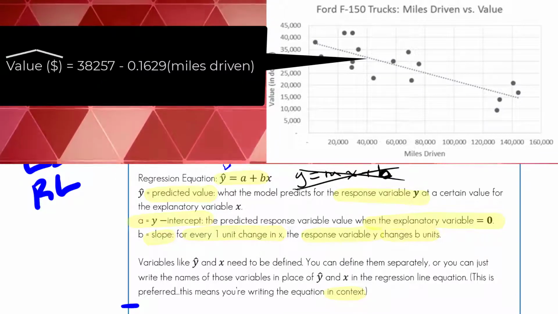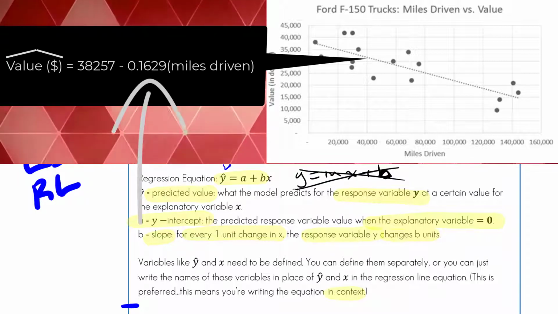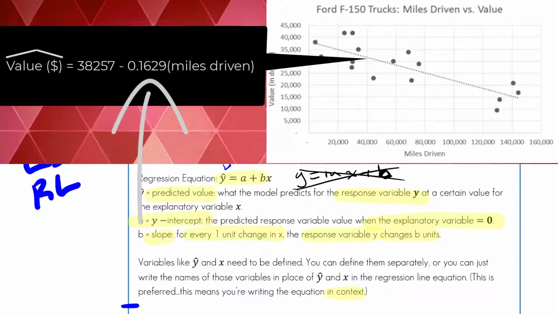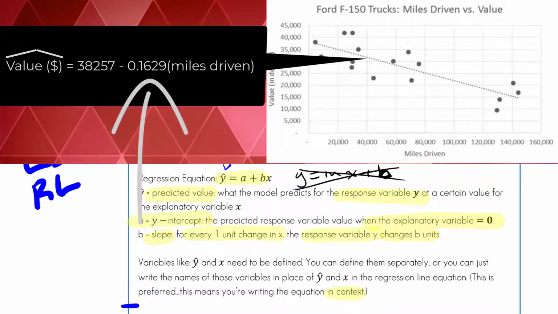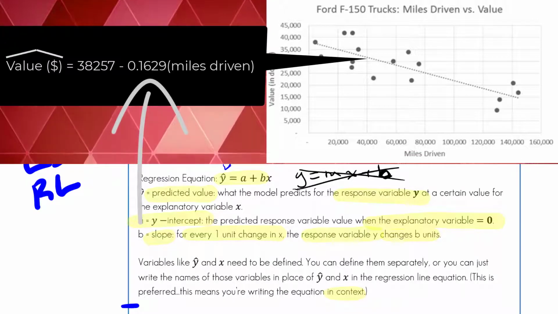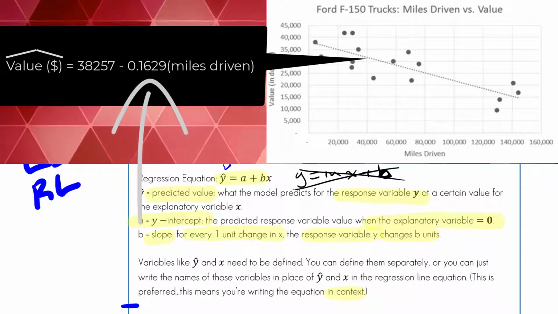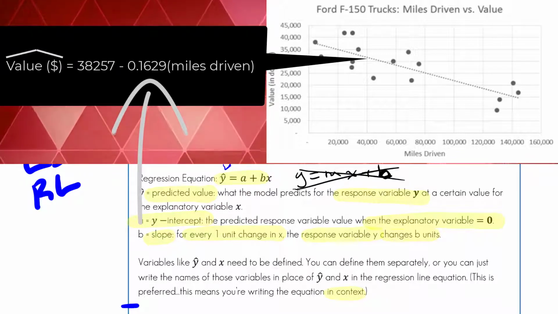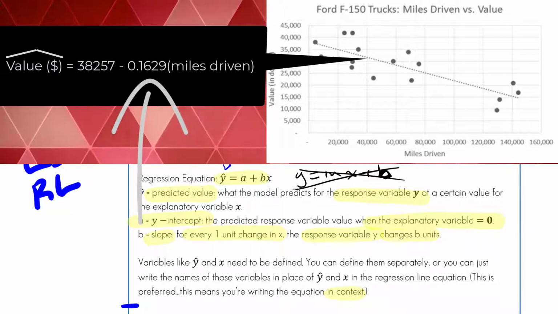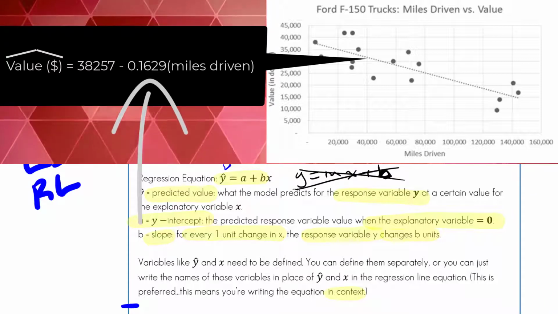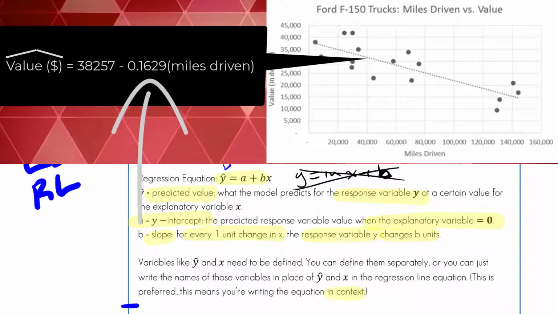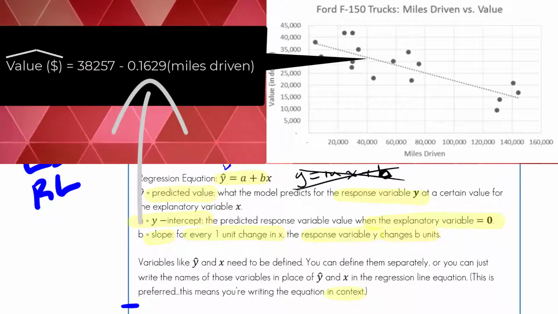Next, and the most important thing, is the slope. We say the slope for every 1 unit change in x, the response variable y changes in b units. That slope is negative 0.1629. So that's tough to understand what that means, but stop to think for a second. For every 1 unit change in x, for every 1 unit change in miles driven, for every additional mile driven, the value in the truck changes by 0.1629, and it goes down because it's negative. Well, what's 0.1629? It's $0.1629, or it's about 16 cents.